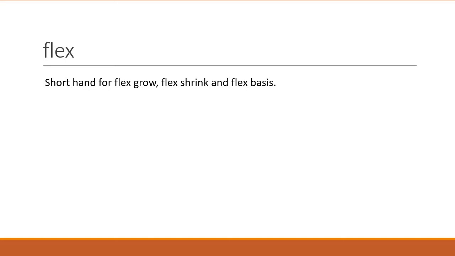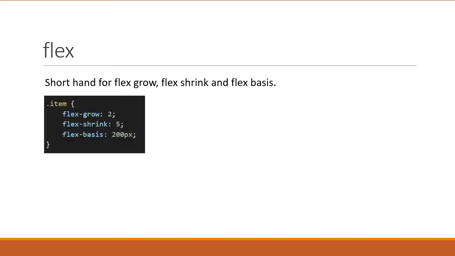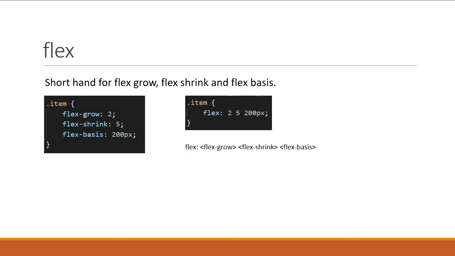For a flex item, we can set flex grow, flex shrink, and flex basis. Although we can specify these properties individually, the recommended way is to use the flex property. The flex property accepts three values separated by a space. The first is flex grow, second is flex shrink, and finally flex basis. You can see that it is much simpler and easier as well.